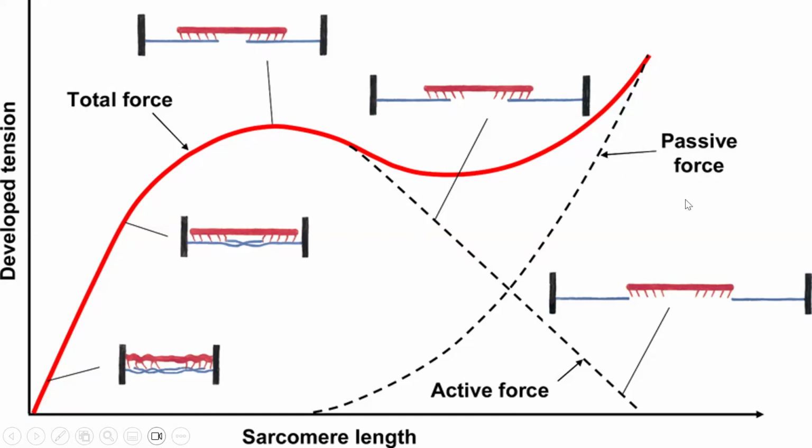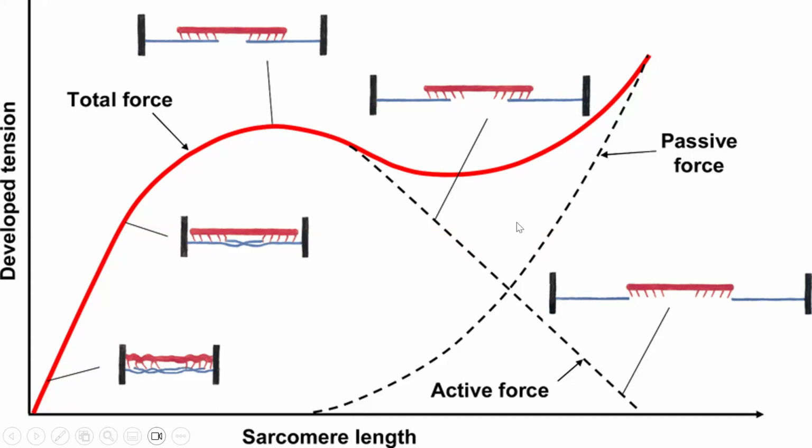Okay, so let's give you a number to better understand it. Let's say here it's 5. So active tension is 5 and passive tension is 5 at this length. So 5 plus 5 is 10. So total force will be 10.